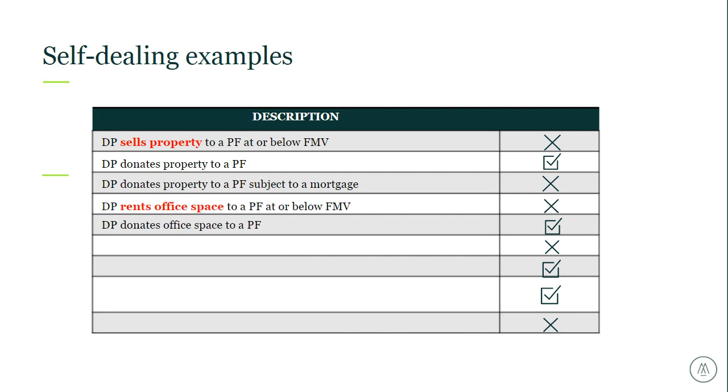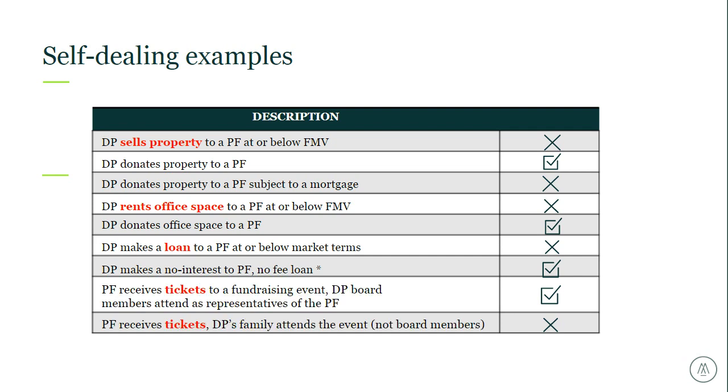So for example, a disqualified person can rent office space to a private foundation without any cost. However, you cannot rent, even if it's beneficial to the foundation, at a below fair market value price. You could donate property to a private foundation, but donating property with any mortgage or any loans is considered self-dealing.